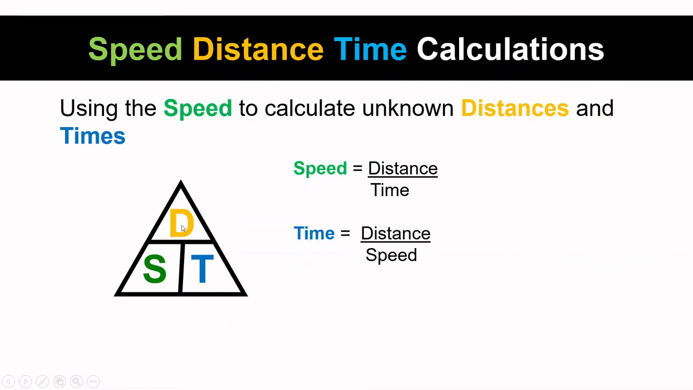But if we want to work out the time, again, we would have the distance on top, but it's on top of the speed. So we would do distance divided by speed. The only tricky one is when we want to work out the distance because speed and time are next to each other. So there you need to remember that when these two variables are next to each other, we multiply them. So distance is equal to speed times time.